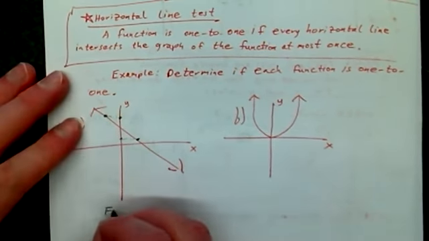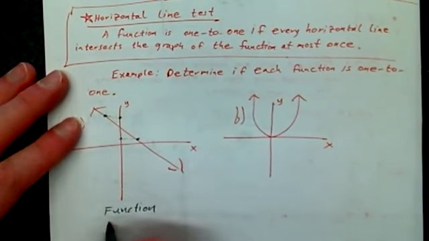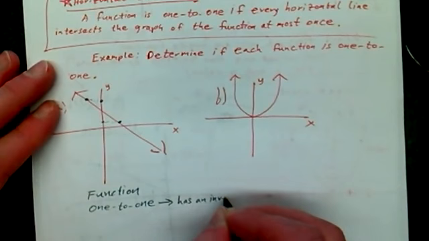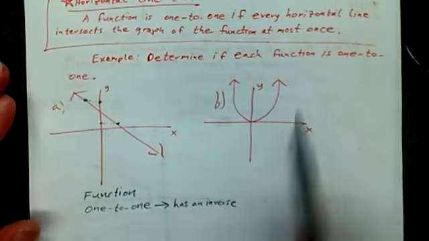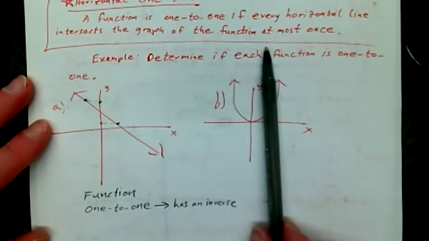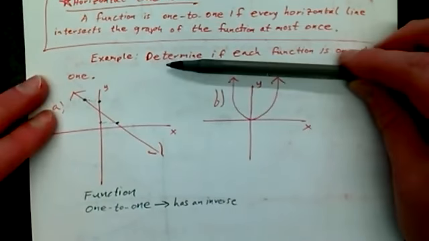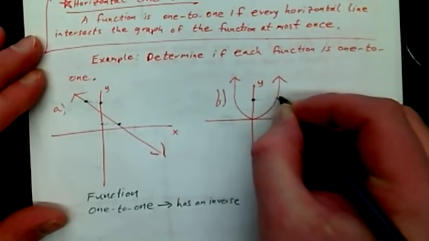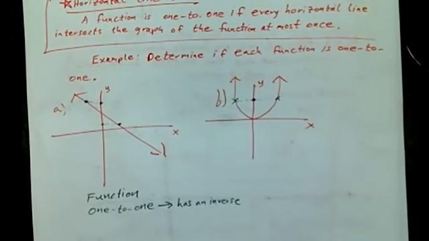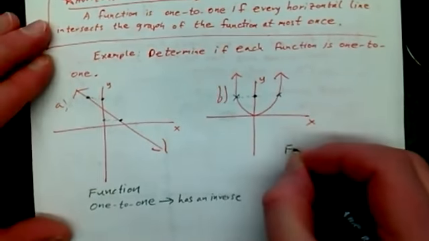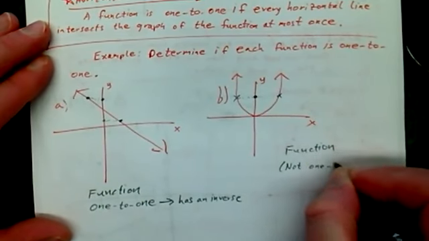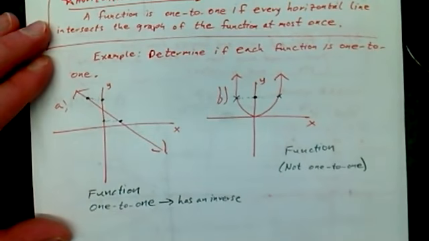So this is a function, and specifically, it is one-to-one. If it's one-to-one, that implies it has an inverse. Okay. Now, if I look at this one, it is a function, right? In fact, we did look at this earlier, but see, it keeps failing the horizontal line test, right? If I pick a specific y, I get multiple x values that map to that y. So this is a function right here, but it is not one-to-one. Okay.